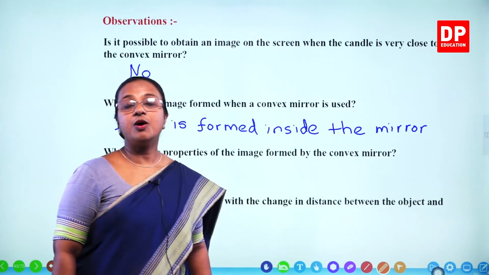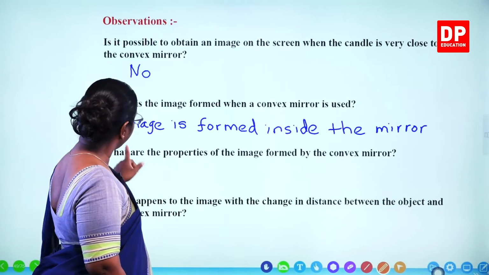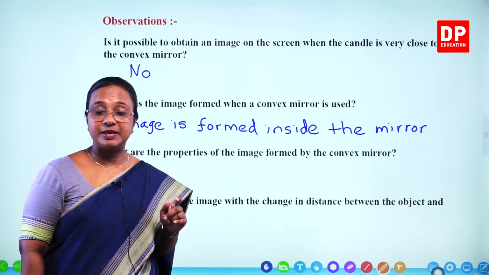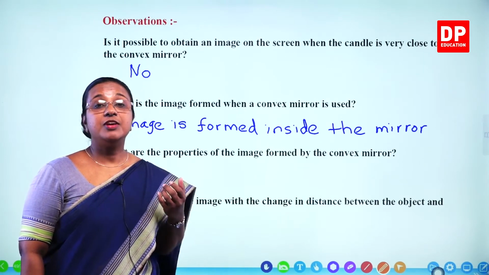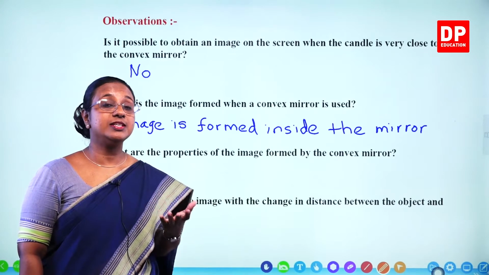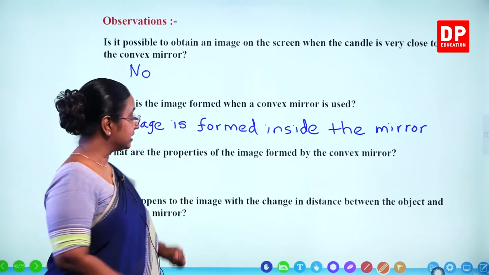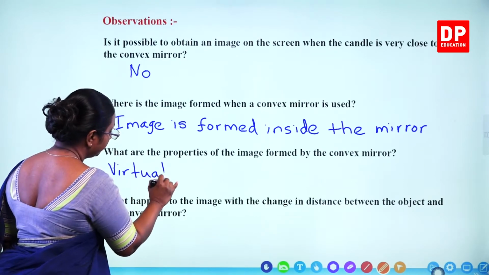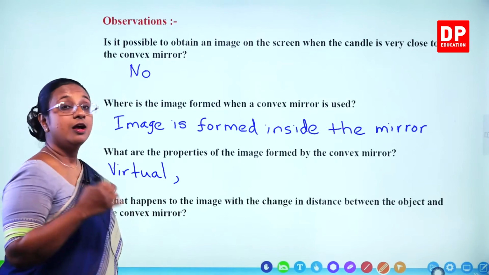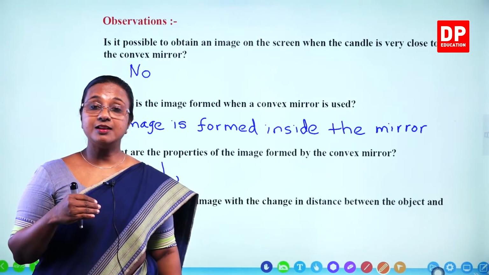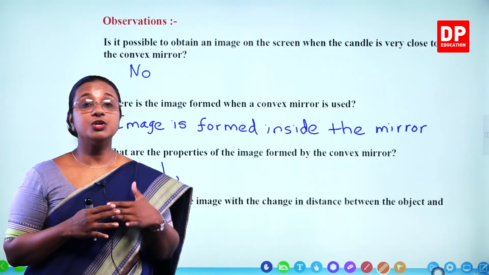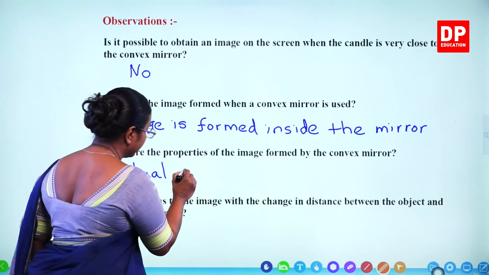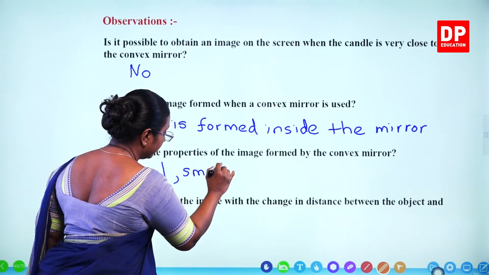This is another observation that you got. What are the properties of the image formed by the convex mirror? You all know the properties. We couldn't get it on the screen. So is it a virtual or a real image? It's a virtual image. So the first property is it is a virtual image. Was it the same size as a candle flame or was it larger or small? It was a smaller image. So the image is smaller than the object.